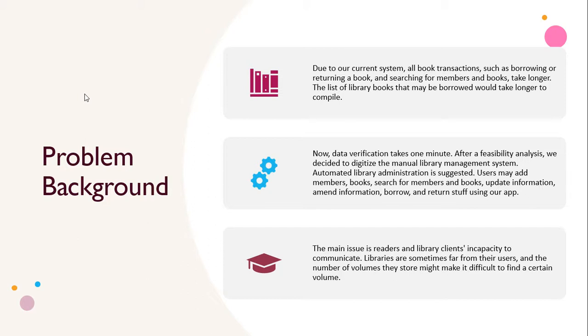After a feasibility analysis, we decided to digitize the manual library management system. Automated library administration is suggested. Users may add members and books, search for members and books, update information, borrow, and return books using our app. The main issue is readers' and libraries' incapacity to communicate. Libraries are sometimes far from their users, and the number of volumes they store may make it difficult to find a certain volume.